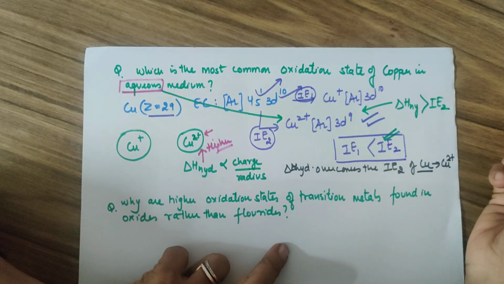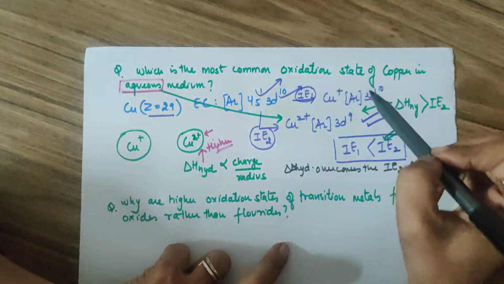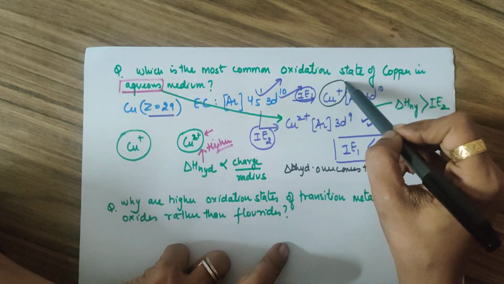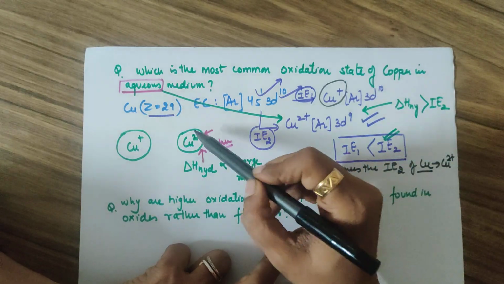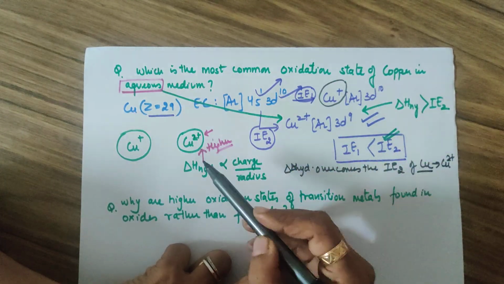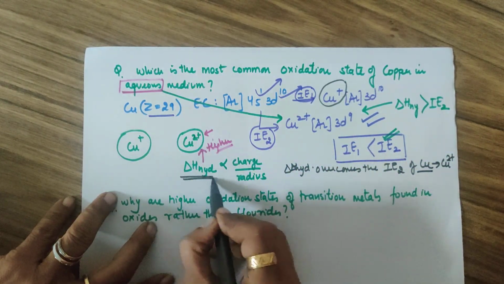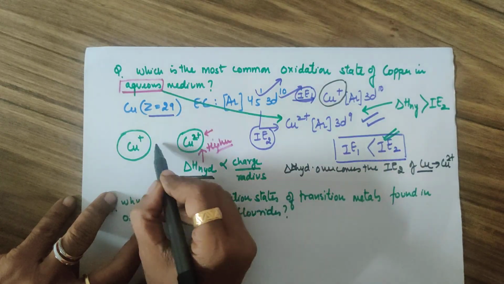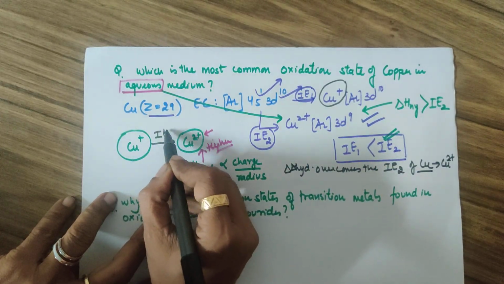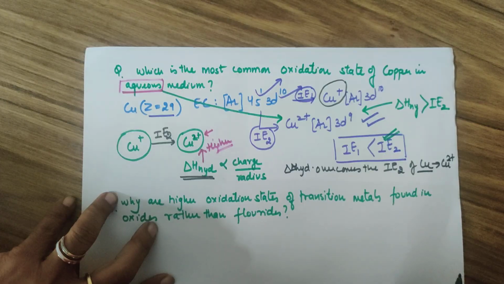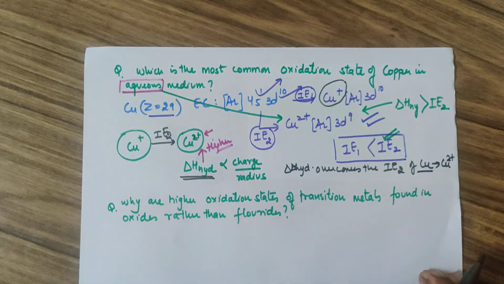Am I clear? Copper should exist as copper 1 plus, but in the presence of water, copper 2 plus is easily stabilized by the hydration energy which is released, and this hydration energy compensates for the second ionization energy of copper. Coming to the last question of the class.